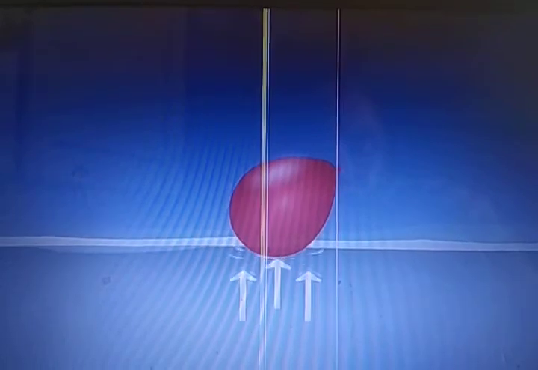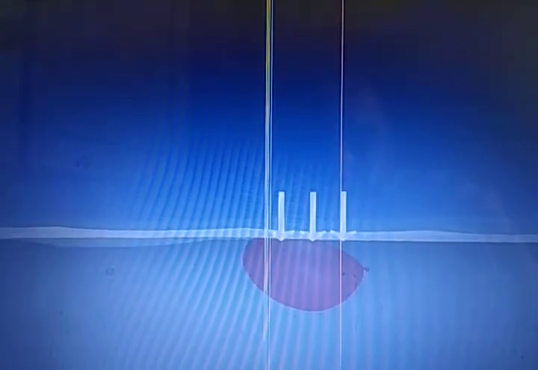Welcome back. Today we'll study about the upthrust or buoyant force. How is a balloon or other things floated in the water? Why does it not sink?